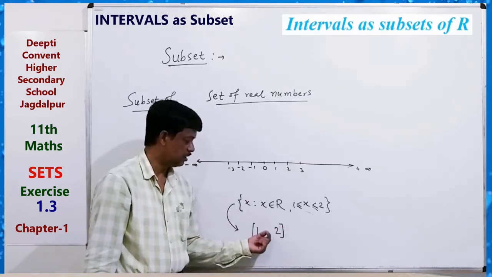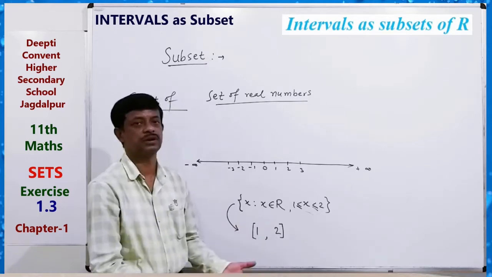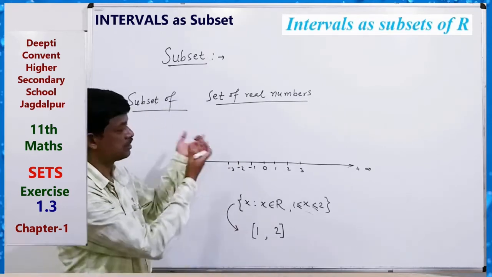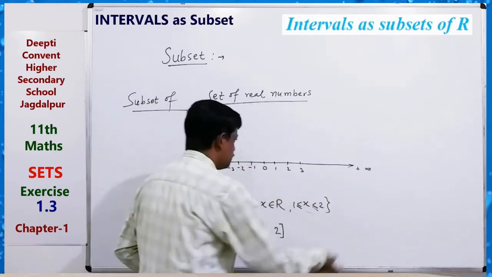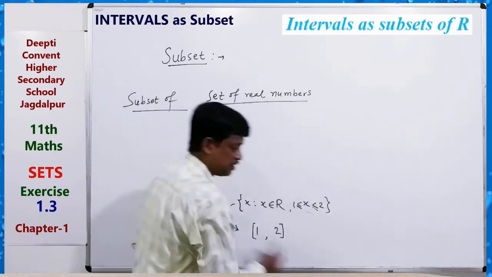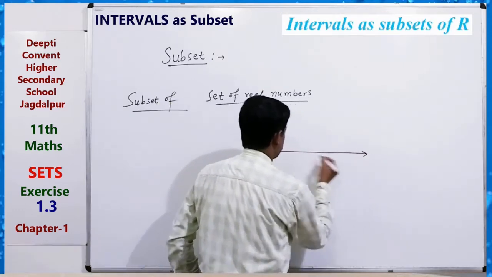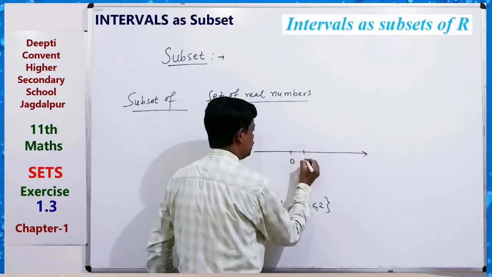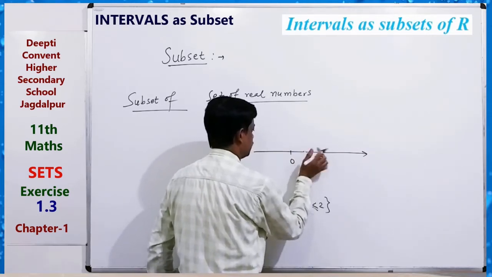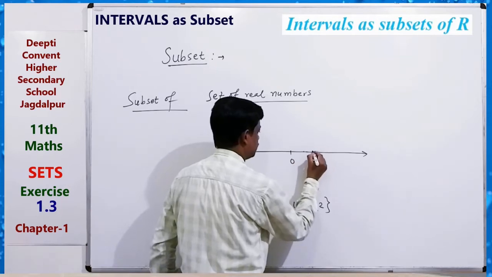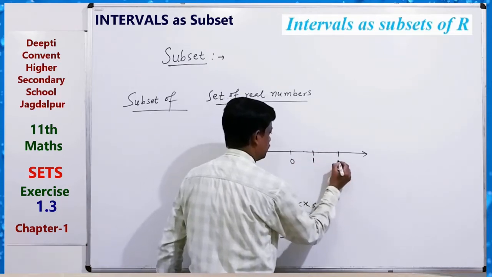This contains infinite real numbers. That is, this is a subset of real numbers, the interval being a subset of real numbers. So how can we represent this? Suppose this is 0, this is 1, this is 1, this is 2.